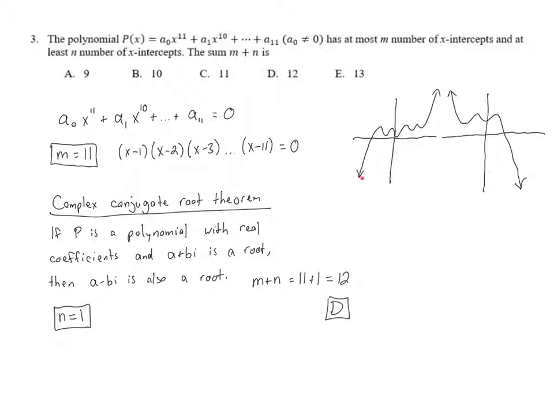But because the graphs of polynomial functions are continuous curves, we know that if the graph is going from negative infinity all the way up to positive infinity, or from positive infinity down to negative infinity, that graph has to cross the x-axis at least once. It might cross the x-axis more than once, giving us more than one x-intercept, but n is the least number of x-intercepts that we're going to have, and so we know that there's at least one, which also verifies that n equals 1, and in that case, m plus n is still 12, which is answer choice D.